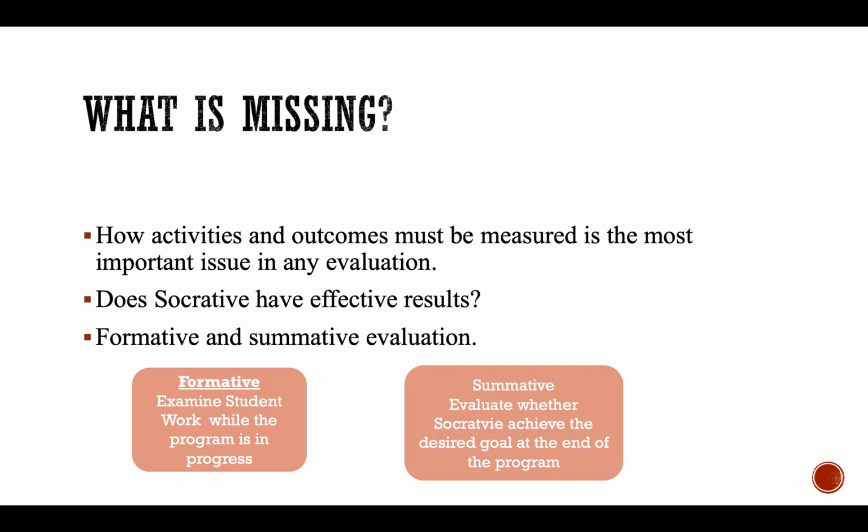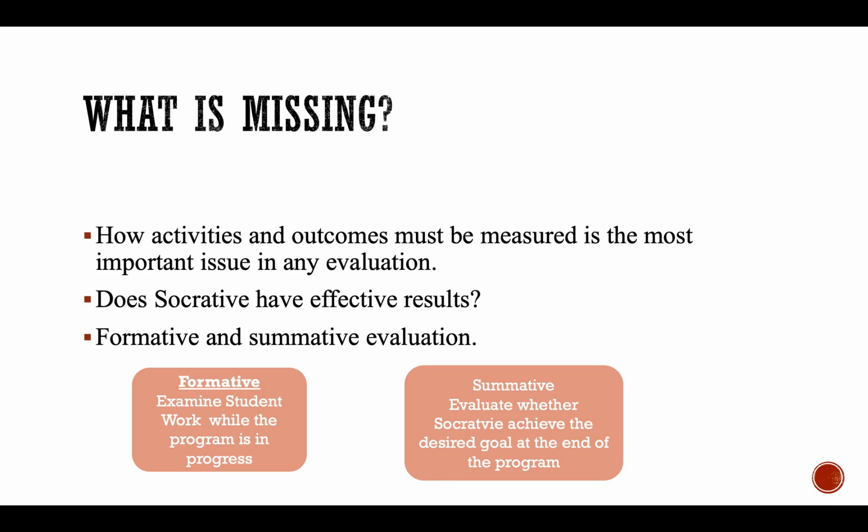However, what is missing in the evaluation process by using theory of change? Actually, how activities and outcomes must be measured is the most important issue in any evaluation. But how do we know that the intervention, such as Socrative, has effective results? Theory of change misses the ability to confirm that the intervention definitely works and achieves the desired goals.